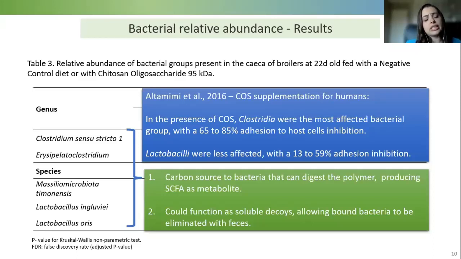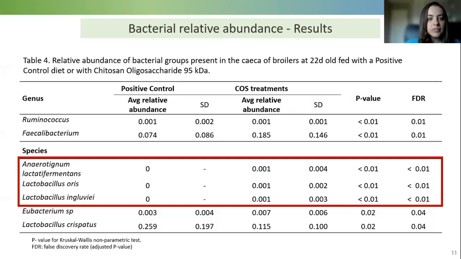And another explanation is that the COS could function as soluble decoys. It means that they can attach to the bacteria that are free in the lumen that could not attach to the host cells, and then facilitate the elimination of those bacteria in the feces, or in the case of the birds, in the excreta.